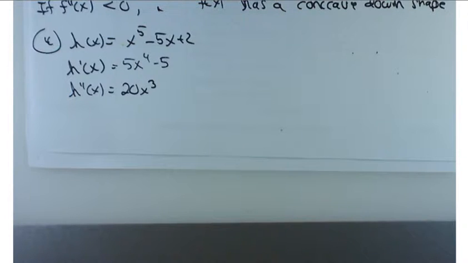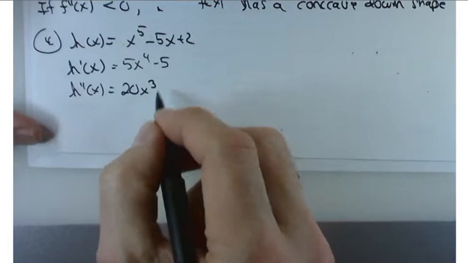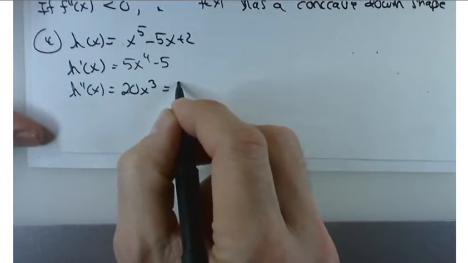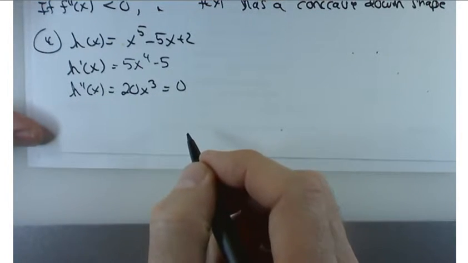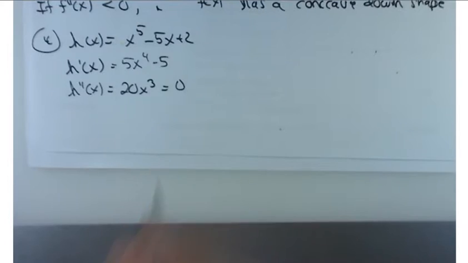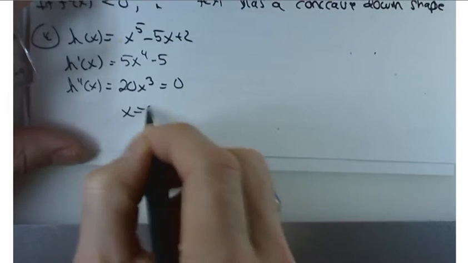And I want to know where this can change signs. Well, it can only change signs where this actually equals 0. So where is that going to happen? At x equals 0. Thank you. So at x equals 0, it can change signs. So great.